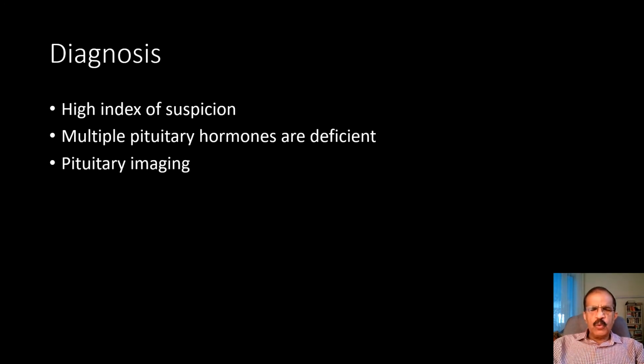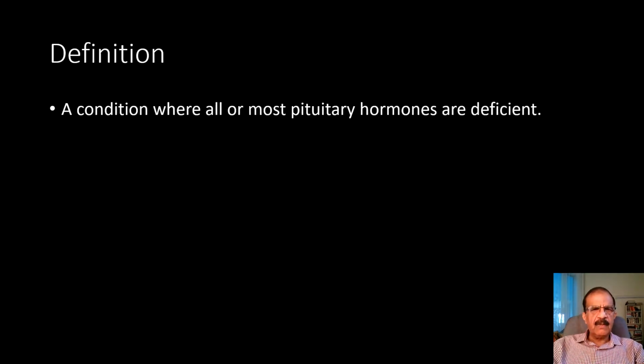Now, if you suspect hypopituitarism, you of course will need to do the hormonal assays, but we also do pituitary imaging because in adults, the cause of pituitary damage is trauma or some malignancy. We need to do MRI of the pituitary to complete the diagnosis. What is the definition of panhypopituitarism? A condition where all or most of the pituitary hormones are deficient.